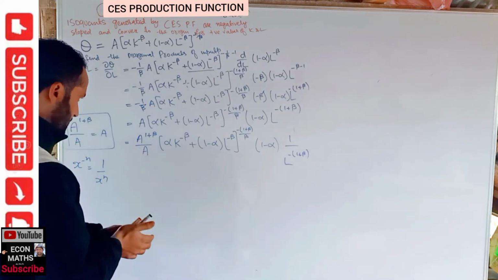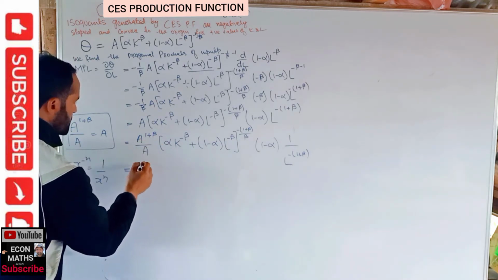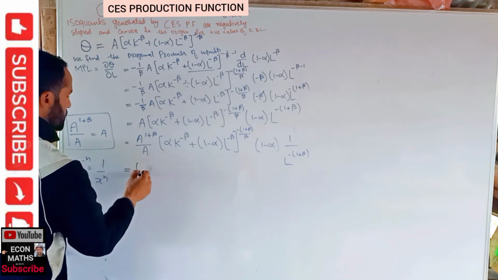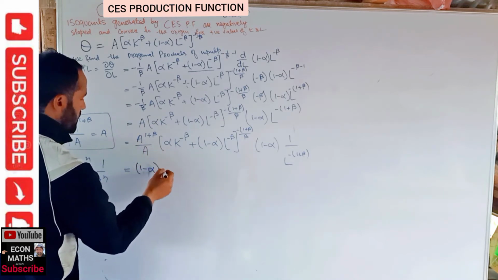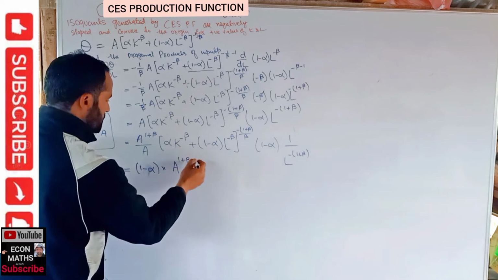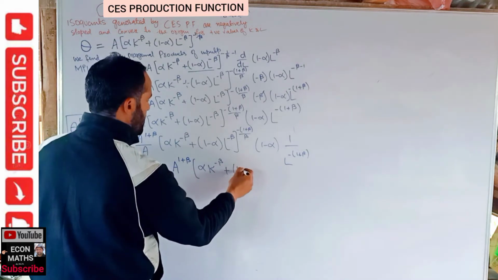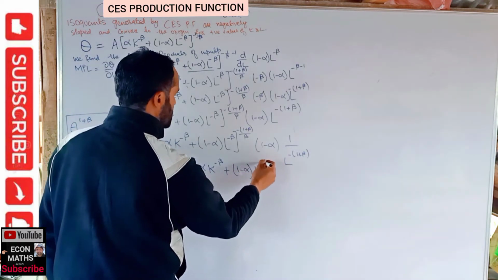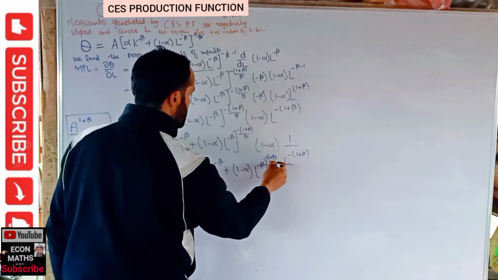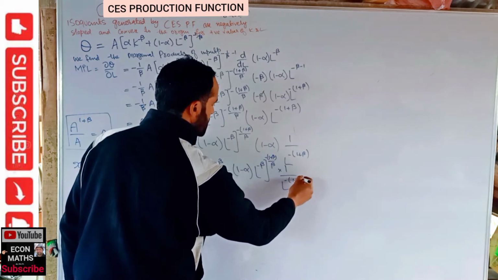Now what will we do here? I can write this as 1 minus alpha into alpha, A to the power 1 plus beta times alpha K to the power minus beta plus 1 minus alpha L to the power minus beta, whole power minus 1 plus beta divided by beta, and we have this into 1 divided by L to the power 1 plus beta.